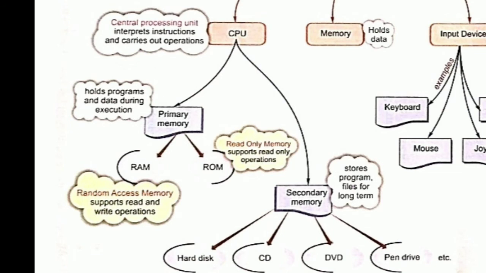Secondary memory stores programs, files or long term data. It has various categories and examples, like hard disk, CD, DVD, pen drive, etc. All of these are in the category of secondary memory. So memory has two parts, primary and secondary.